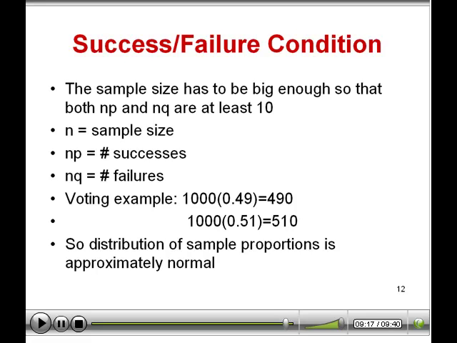The sample size in our example was 1,000, and the computation of n times p and n times q yields numbers much bigger than 10. So sample proportions based on samples of size 1,000 are normally distributed in this example.